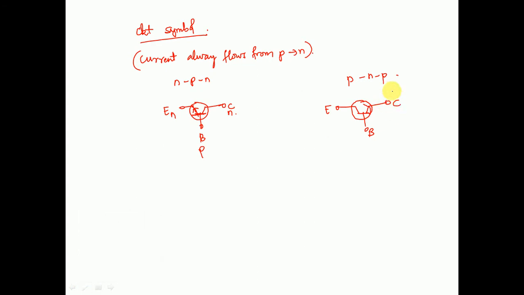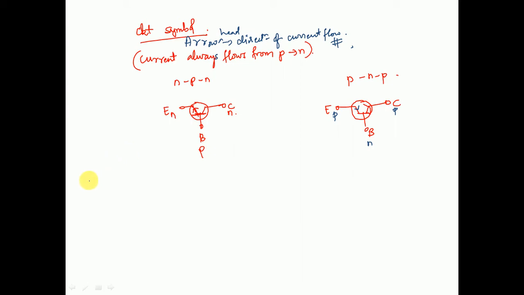Alright. Now let's talk about PNP. So PNP, this is going to be your respective regions. You know that the current flows from P to N, so this will be your direction of the arrowhead. So this is the difference between your NPN and PNP circuit symbols. The arrowhead is kept in the direction of current flow.